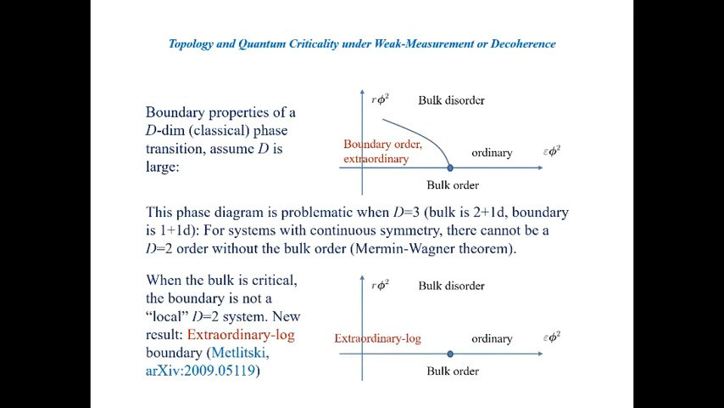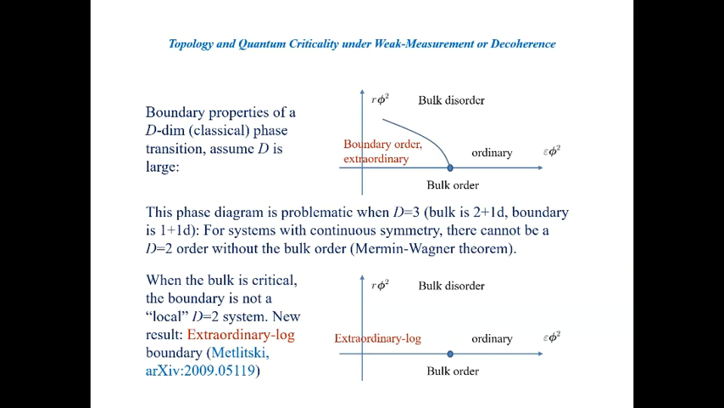But you can immediately tell this phase diagram is problematic when capital D equals 3. The reason is that when capital D is 3, the boundary is two-dimensional. I'm talking about a classical system now. We know very well there's the Mermin-Wagner theorem, which says that a purely two-dimensional system with O(N) symmetry cannot order at all at finite temperature. So at least this line should not exist. There's no ordered phase at the 2D boundary before the bulk is ordered. At least this line should not be there. But still, the question is whether there can still be a special boundary here or not.